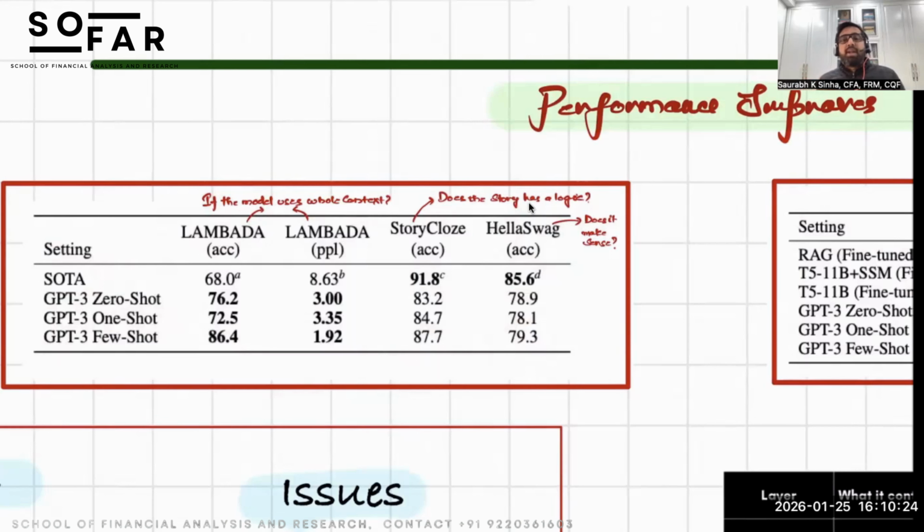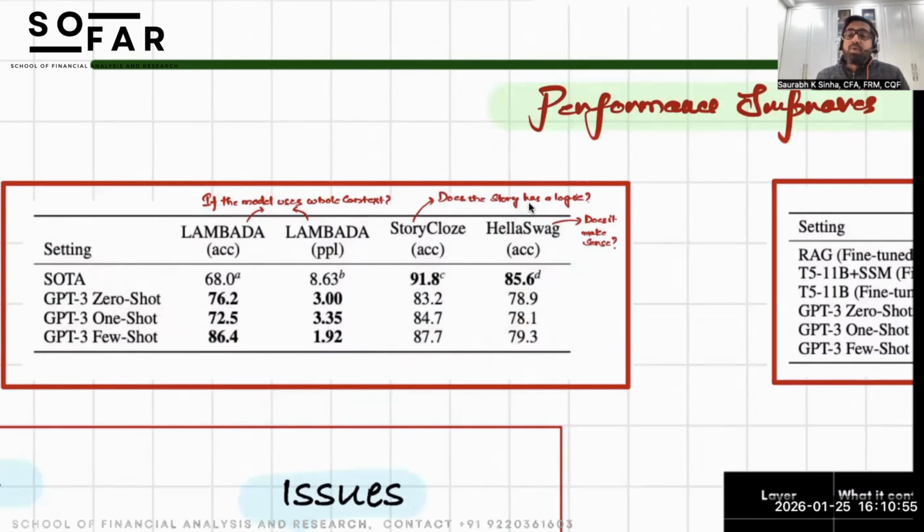Yes, we'll discuss LAMBADA, StoryCloze, and HellaSwag because whatever large language model we design, we have to test it. And we have promised here that we will design the large language model from scratch, and we have to test it. So we'll test against these benchmarks, these frameworks. So this was one testing, and you can see that few shot learning in some cases beats models which are pre-trained and fine tuned like SOTA.